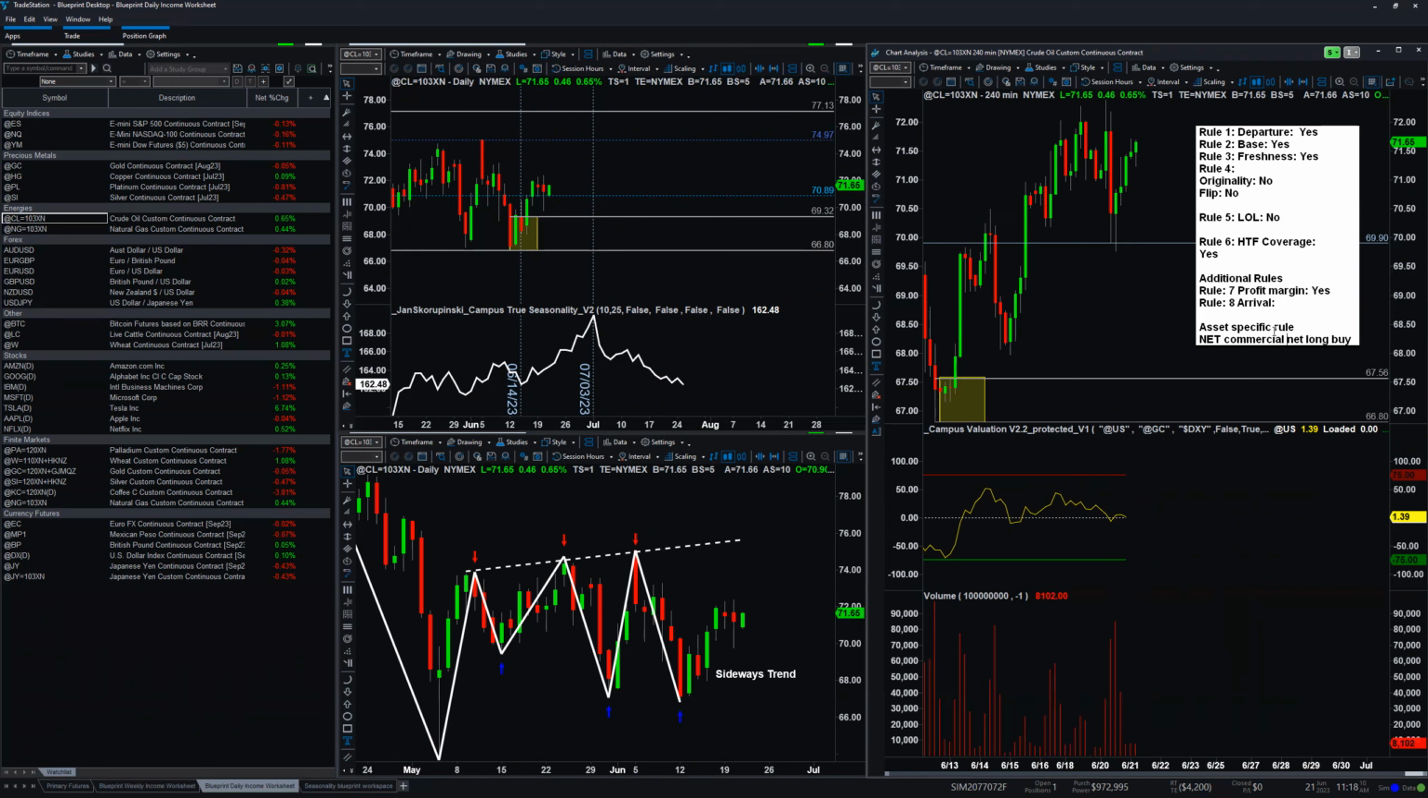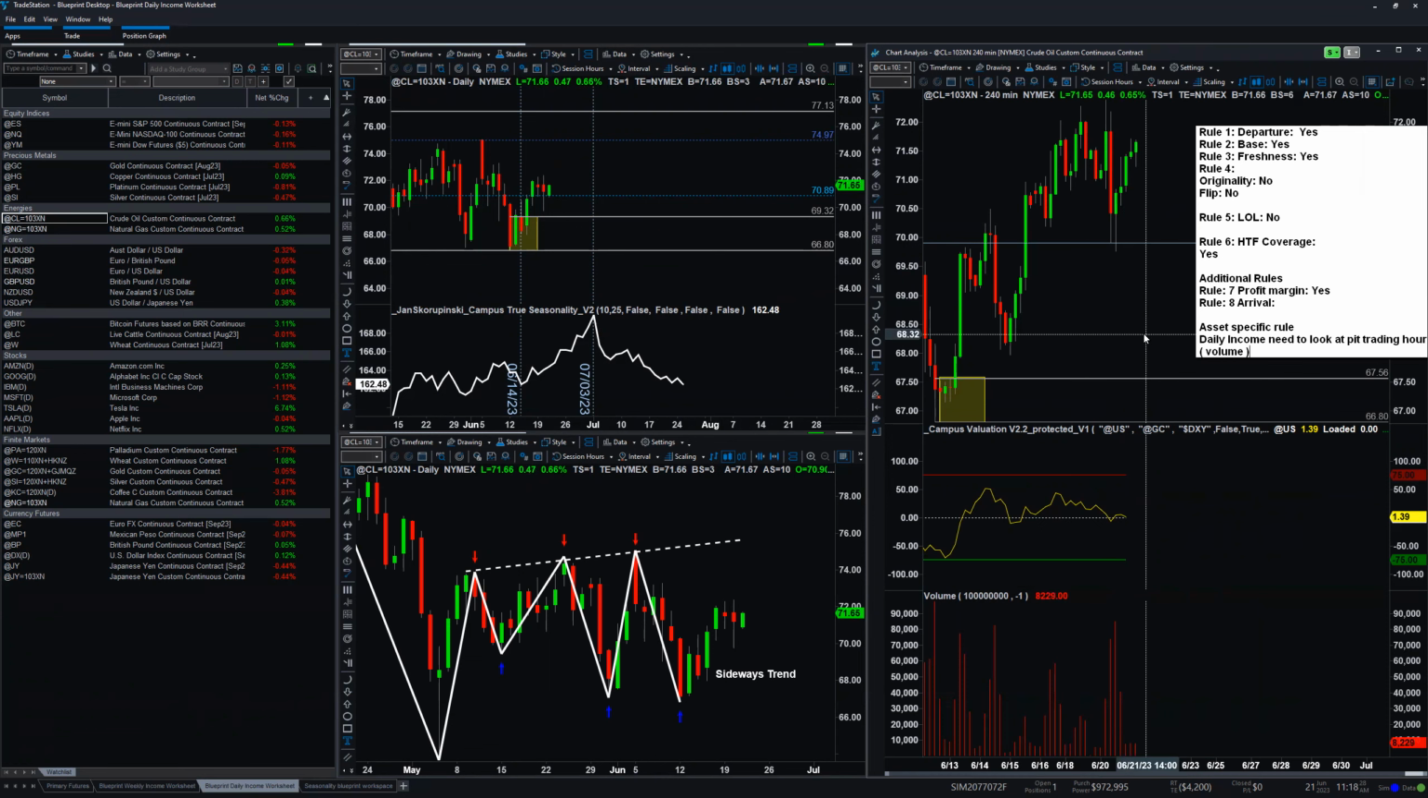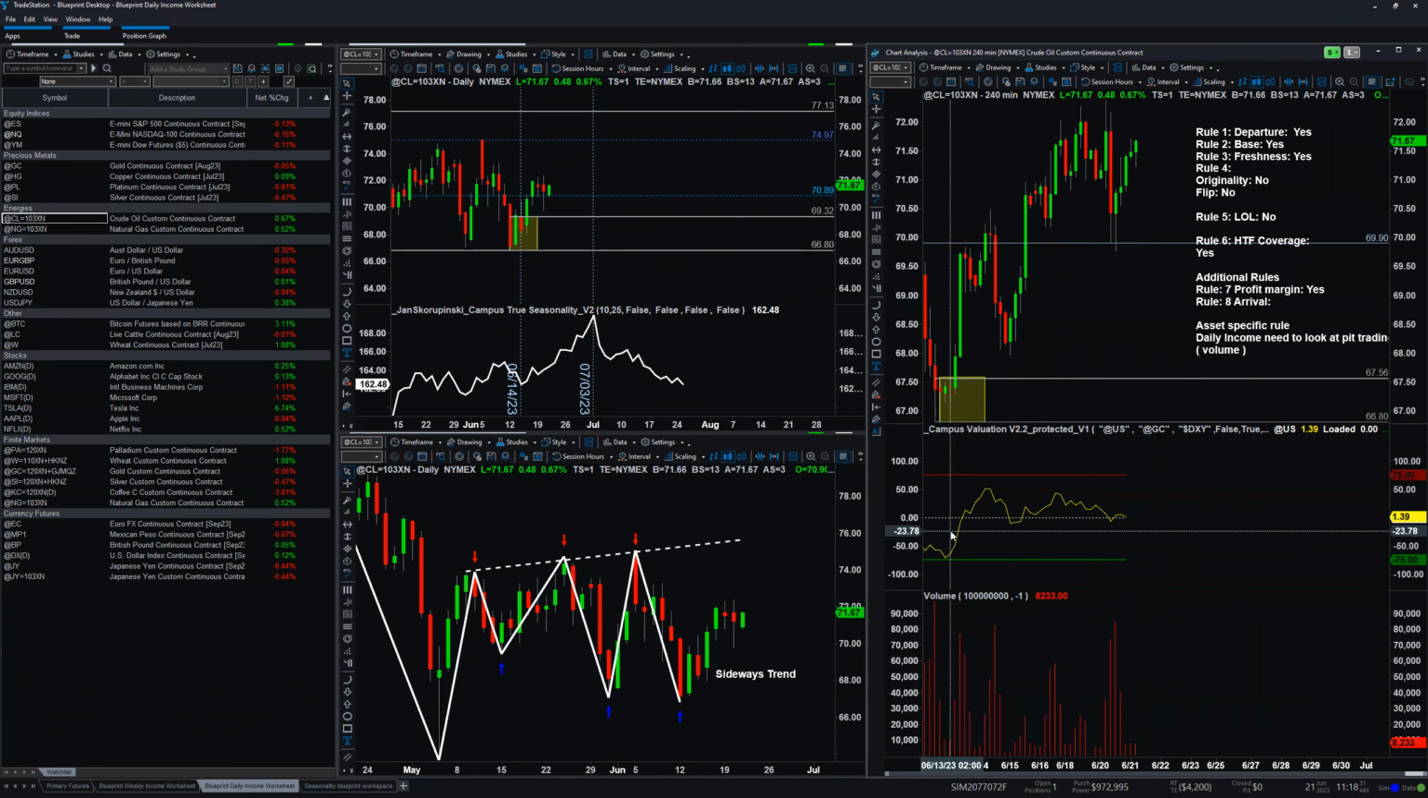So now, asset specific rule. Here I'm going to put down, if we were doing daily income, we need to look at pit trading hours, and the shortcut for that is you can just look at volume and see if a level aligns to a volume spike. Here the leg out is clearly a volume spike, while here that level is not really a volume spike, right? It's a little bit maybe, but very, very tiny. That would still probably be the pit trading hours here and here.